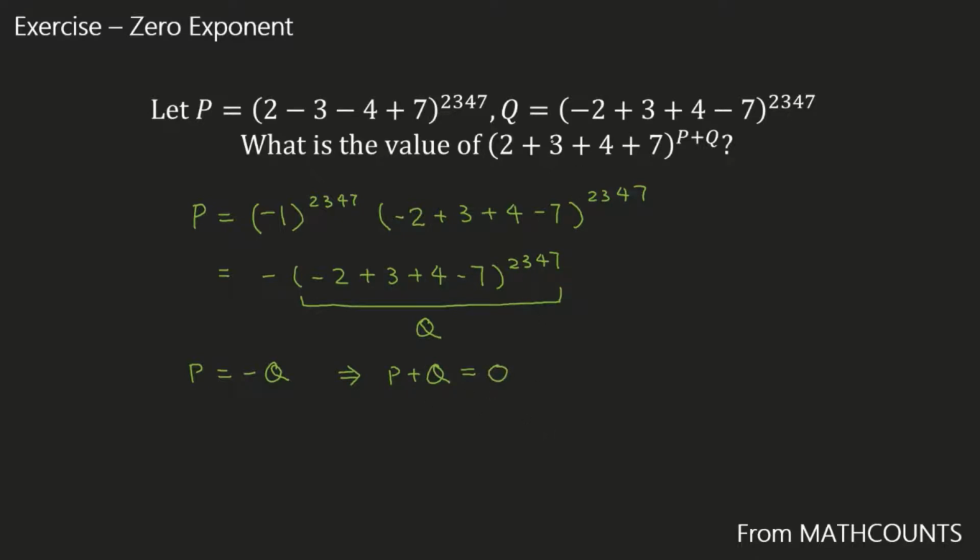Now we have that in hand. Let's take a look at what they're asking for. They're asking for 2 plus 3 plus 4 plus 7 raised to the power of P plus Q. And we know that P plus Q is 0. So this is 2 plus 3 plus 4 plus 7 raised to the power of 0. Now anything raised to the power of 0 is always equal to 1. So this is the final answer, 1. So it doesn't really matter what this base number here is. What matters is the exponent is 0.